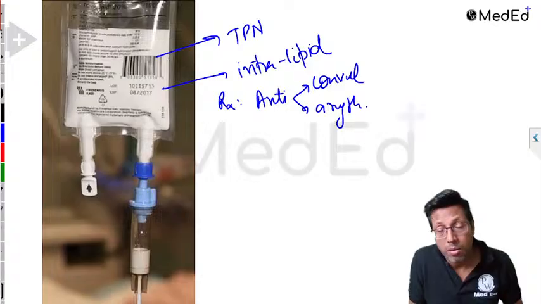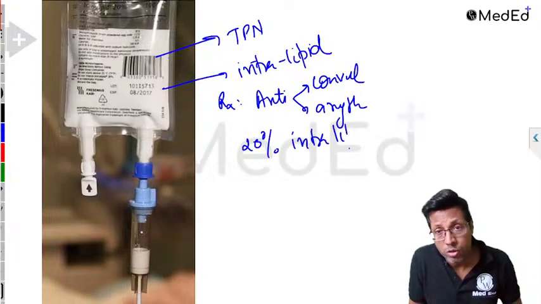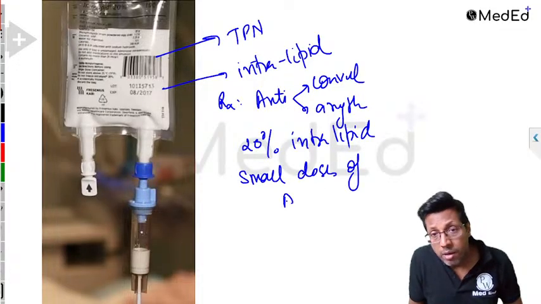Anticonvulsants, antiarrhythmics, but this is one of the most important things, 20% intralipid. Another point on which a question has been asked, and that is, remember, you are supposed to give small doses of adrenaline. Why is adrenaline given? And you will ask me, sir, why ADR?